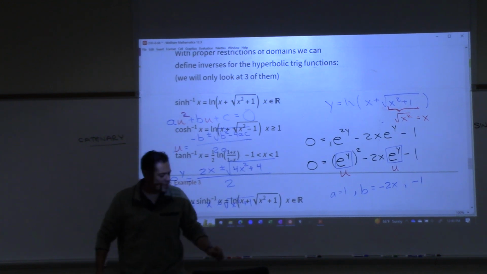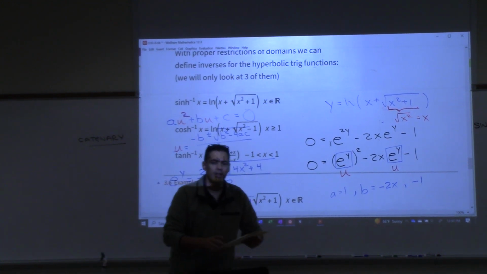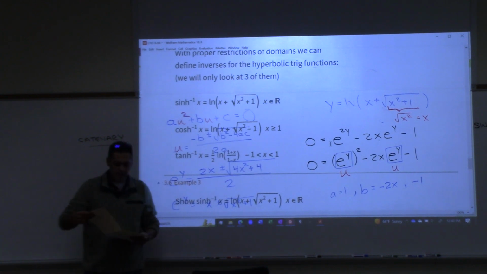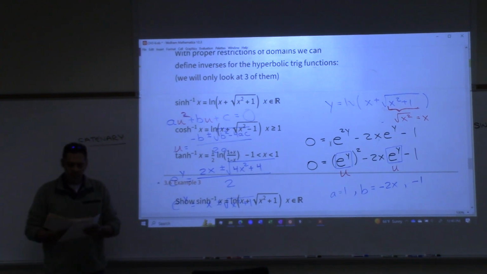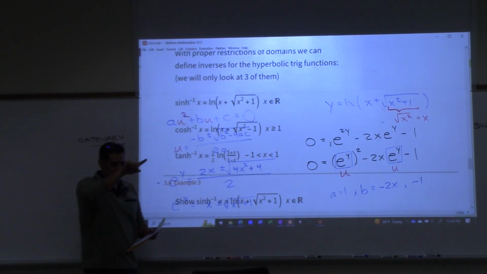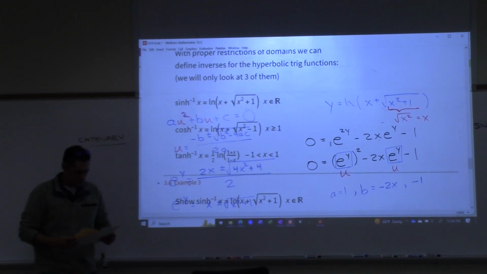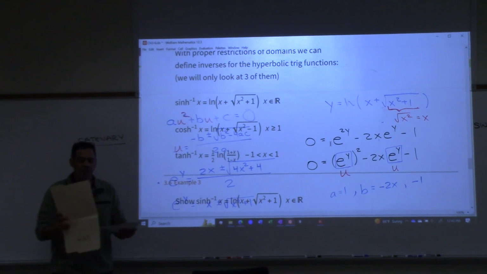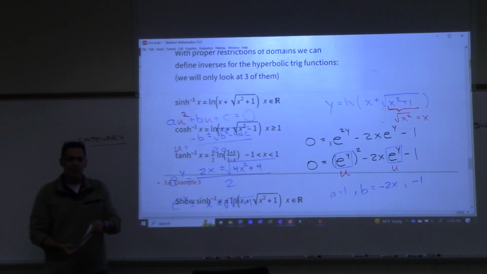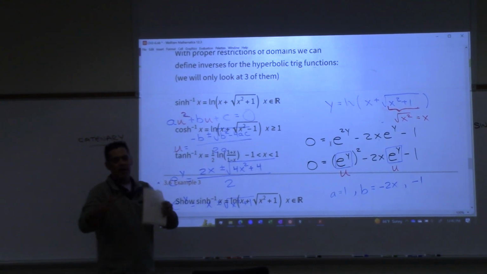Homework-wise, I think you're good to try all the homework for this section off the schedule. There is that one problem with the catenary at the end. See how that goes. All right, next class, we start antiderivatives. So we actually start getting into Cal 2, all right?